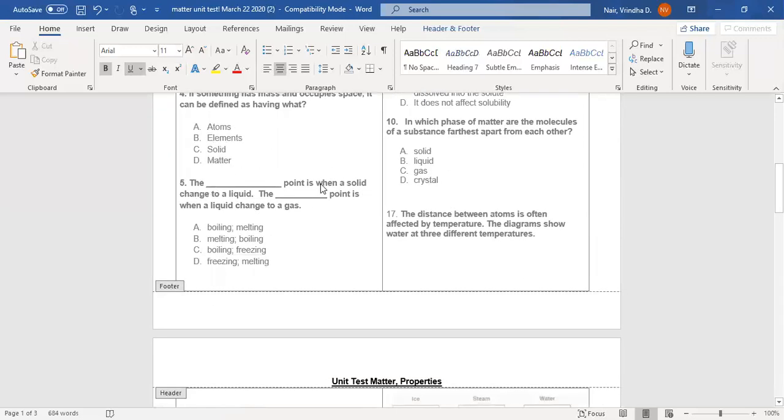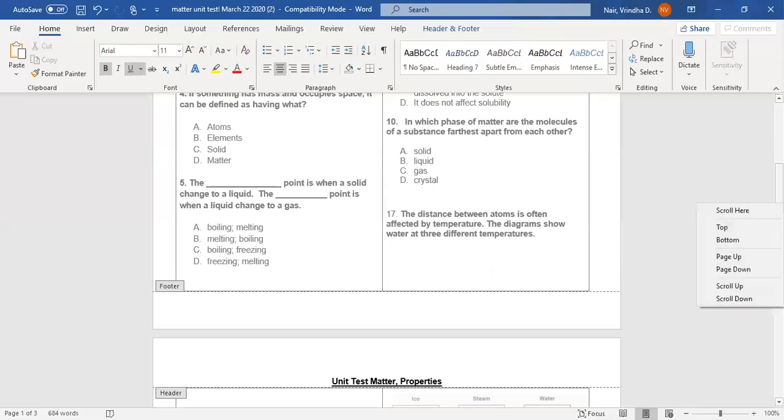The blank point is when a solid changes to a liquid. The dash point is when a liquid changes into a gas. So how can you say this? The dash point is when a solid changes into a liquid. So what can that be? Think through. In A they say boiling and melting point. In B they have given melting and boiling point. C they say boiling and freezing point, and D they say freezing and melting point.